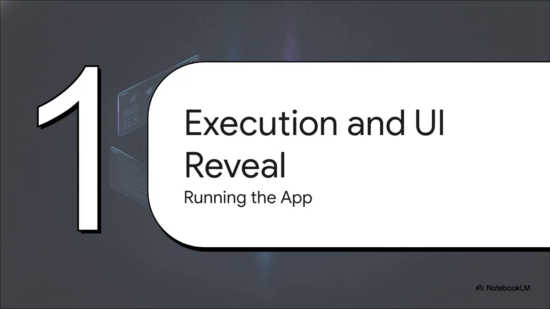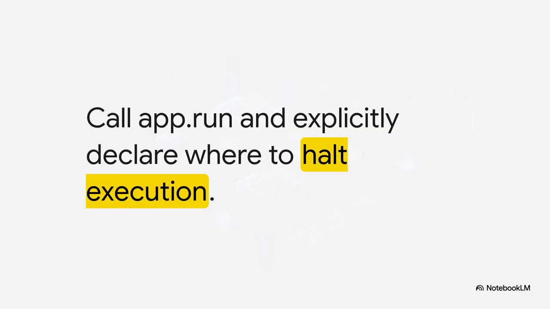Step 4, execution and the UI reveal. Time to actually run this thing. This single line is what kicks off the entire execution. We call app.run, and pay special attention to that halt_after parameter. We are dictating precisely where this execution stops. We're telling Burr, run the state machine, follow the transitions, and halt completely right after you execute the finish action. It then returns the final action executed, the result, and our final state object.